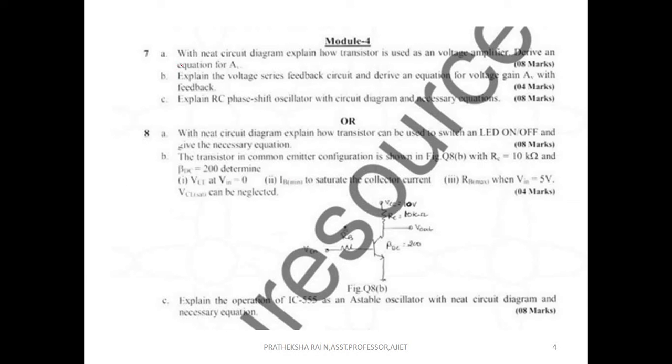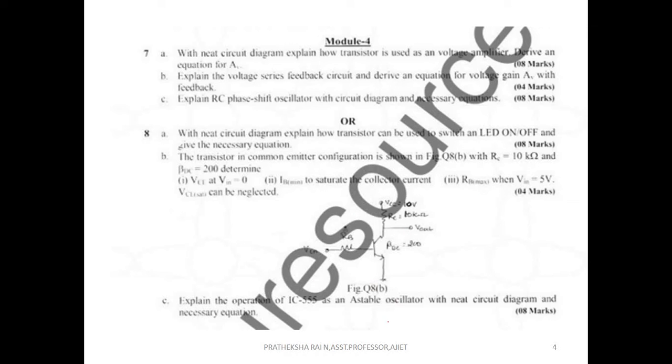In one more question paper, again the same question, that is BJT as an amplifier, then voltage series feedback circuit, derive the equation for voltage gain, RC phase shift oscillator, and transistor as a switch, that is to turn on an LED. Okay, then a question on transistor, that is it is used in a common emitter configuration, and you are supposed to get the different parameters.